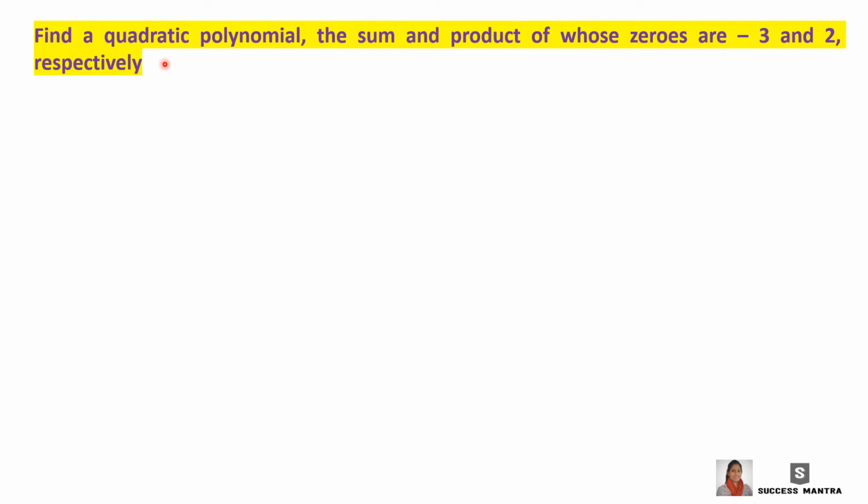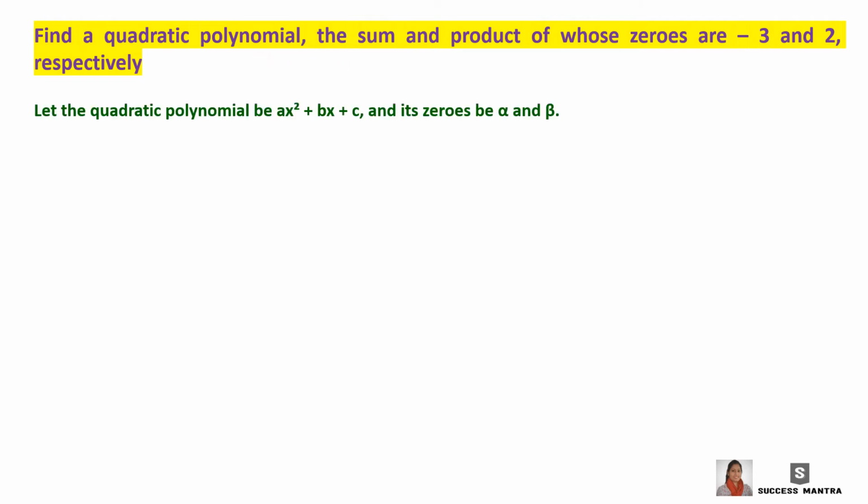That is, we need to find the quadratic polynomial here, and a clue given in the question is that the sum of zeros is minus 3. That is, alpha plus beta is equal to minus 3, and the product of zeros is 2. That is, alpha beta is equal to 2. So from this, we need to find the quadratic polynomial.